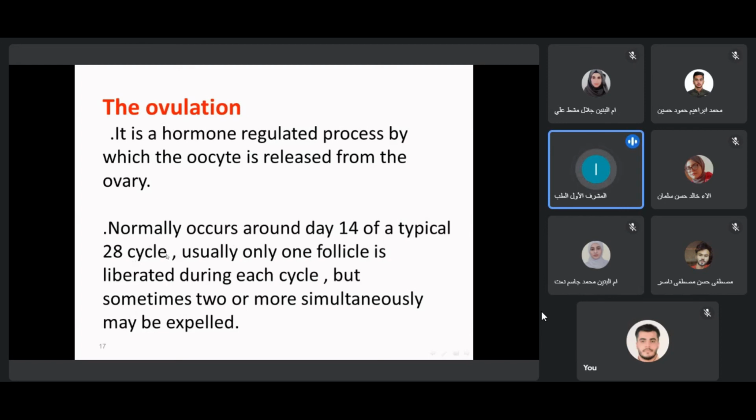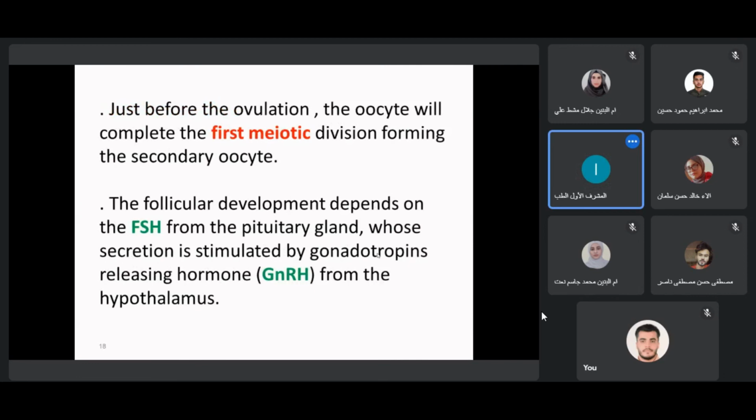So suppose that the normal cycle is 28 days. The half of the cycle is the day of ovulation, which is day 14. Usually only one follicle is liberated each cycle, and on certain occasions, rarely, 2 or more can be expelled simultaneously from the ovary. The released oocyte is the secondary oocyte that has completed the first meiotic division.